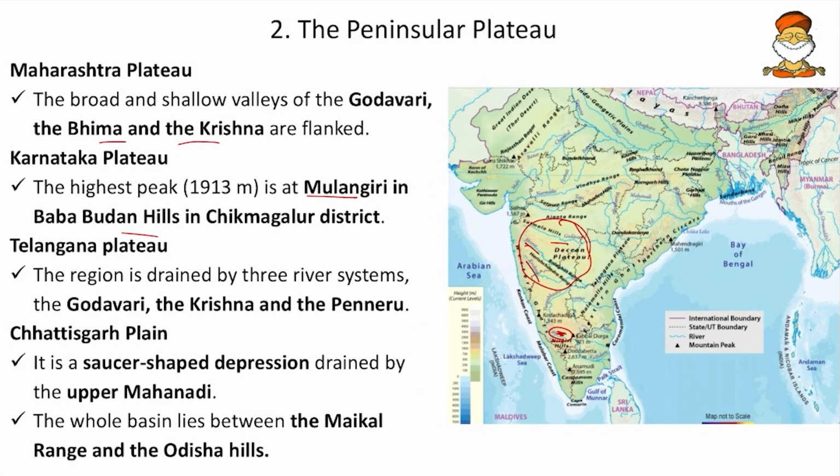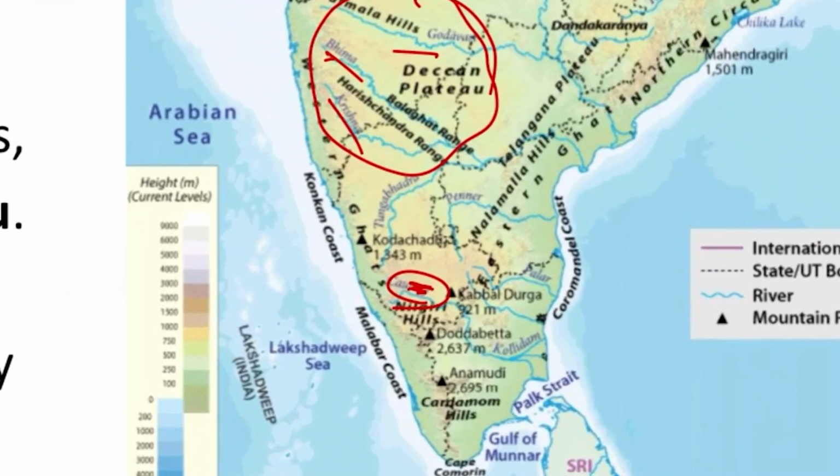And then we have Telangana Plateau, the Godavari, Krishna and Penneru. So Penneru, Palar, Vaigai, so all these rivers, these are the east flowing rivers, and here the Penneru and other rivers they flow. So somewhere here it comes, okay.